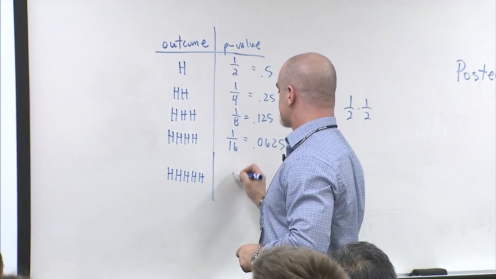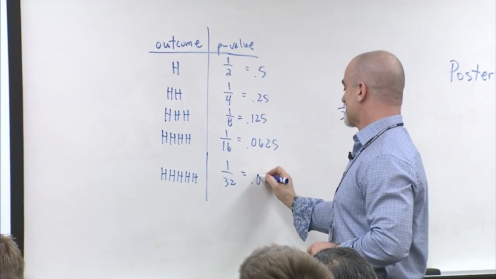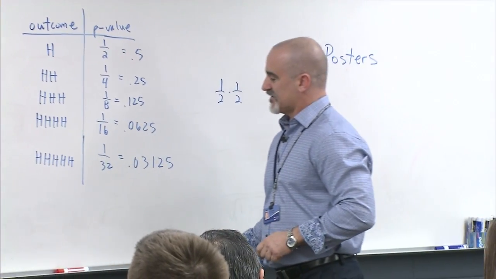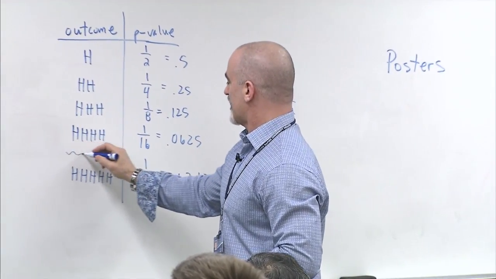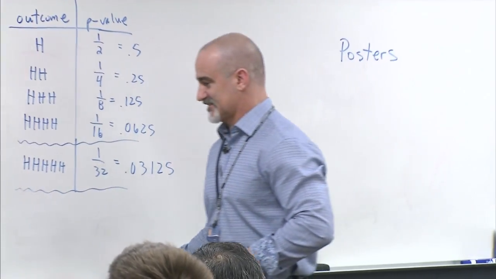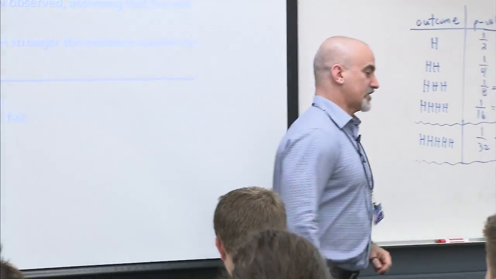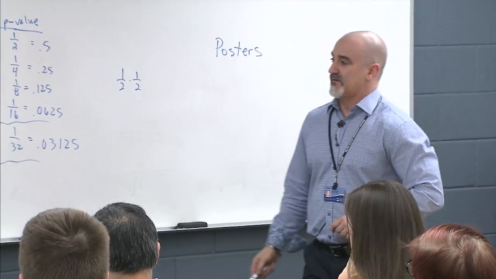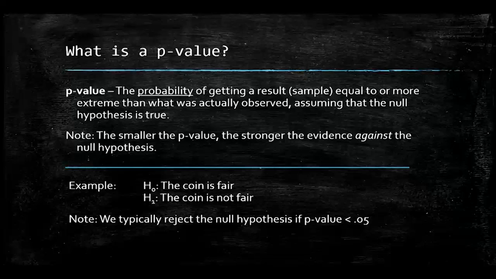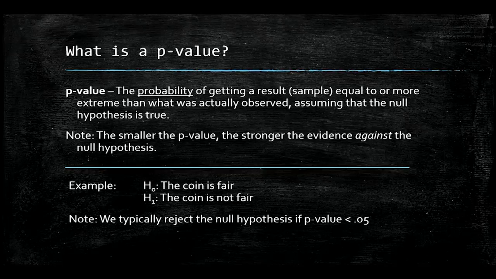So that's 0.03125. Usually there's a cutoff point for these p-values, right around here, where people start saying, wait a second, something's funny about this. Usually if the p-value gets to be less than 0.05, that's when people say, if there's a 5% chance of this thing happening and it just happened, maybe this isn't quite right.